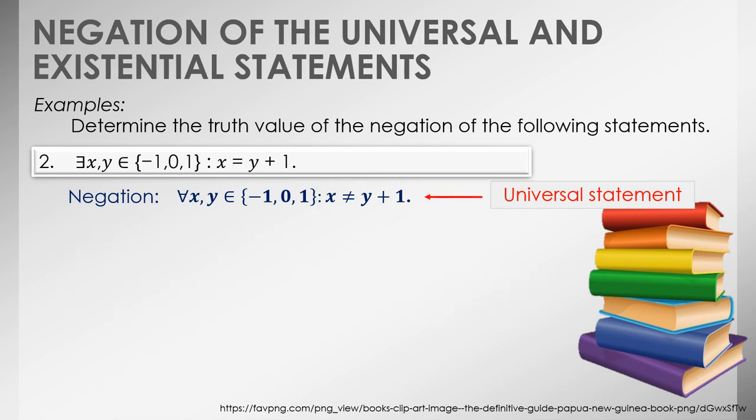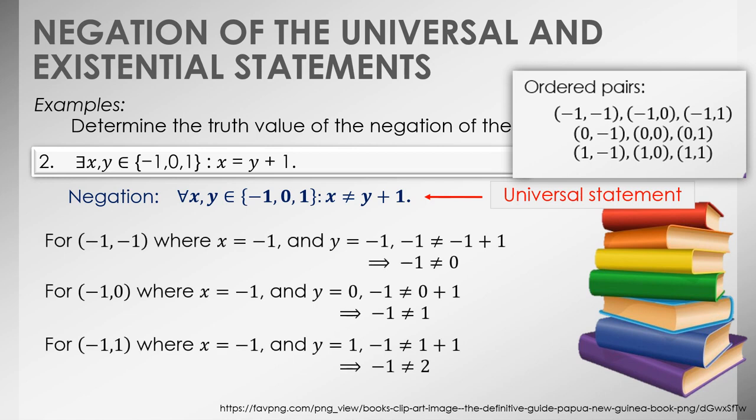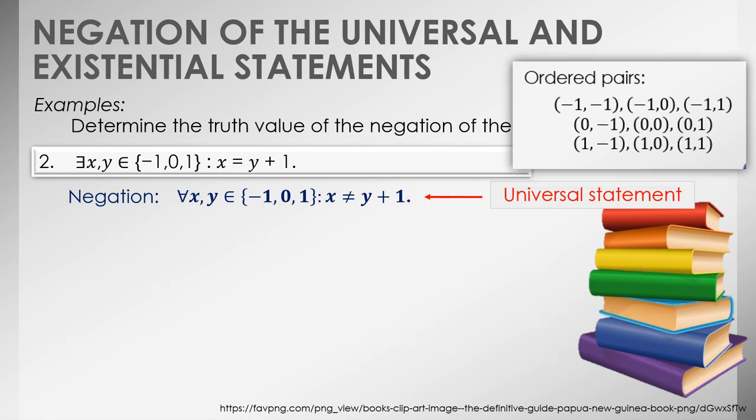Doing a similar method, we have this. So now, we are going to test each pair if it satisfies the given statement or not. Note that for the first 3 ordered pairs, that is (-1, -1), (-1, 0), and (-1, 1), we have the following results. This clearly shows that this first set of ordered pairs makes the statement true. There are still lots of ordered pairs left, so we will continue the process.